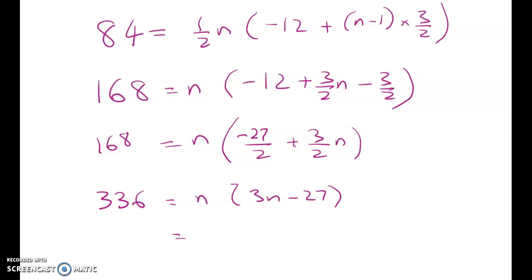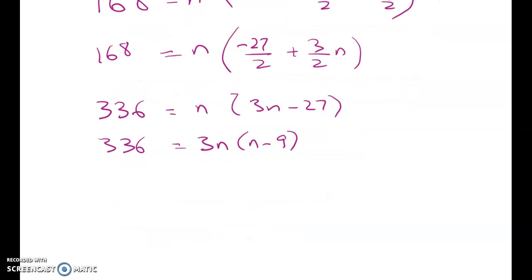I'm going to take out a factor of 3. I get 3n into n minus 9. And then I'm going to divide through both sides by 3. And that, I think, is going to give me 112. 112 is equal to n squared minus 9n. 0 is equal to n squared minus 9n minus 112.